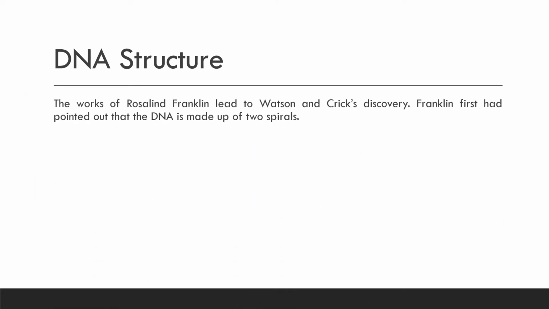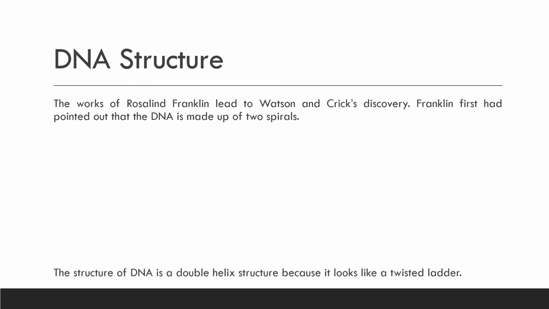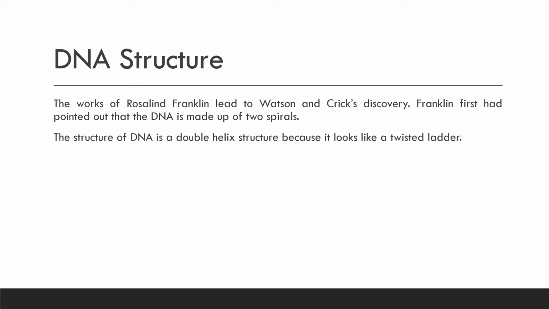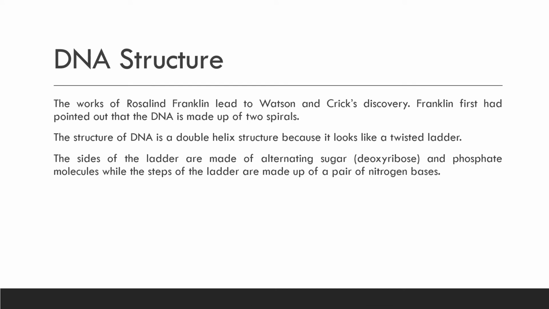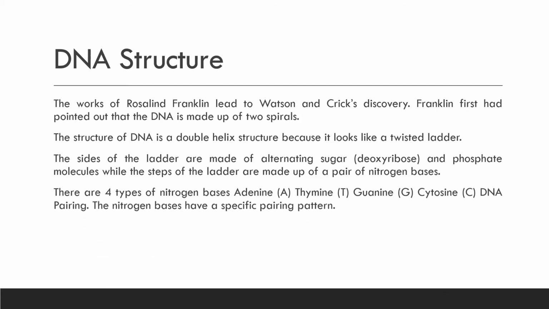DNA structure. The work of Rosalind Franklin led to Watson and Crick's discovery. Franklin first pointed out that DNA is made up of two spirals. The structure of DNA is a double helix because it looks like a twisted ladder. The sides of the ladder are made of alternating sugar, deoxyribose, and phosphate molecules, while the steps of the ladder are made up of pairs of nitrogen bases. There are four types of nitrogen bases: adenine, thymine, guanine, and cytosine.